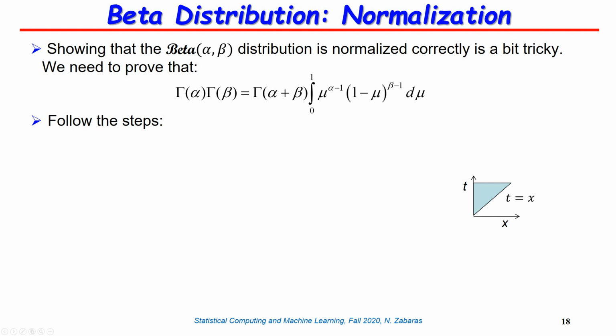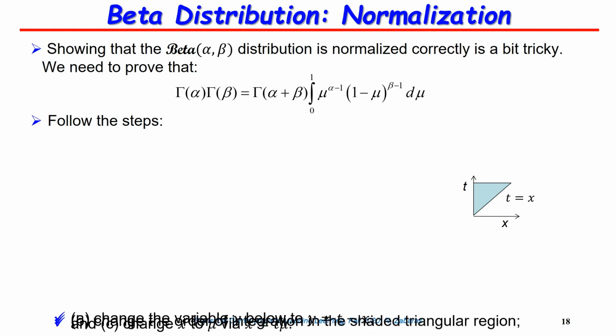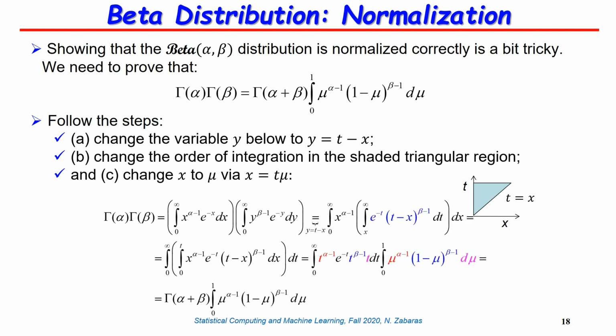I am not going to go into the details of the derivation. I want to highlight what is on this slide that you need to do to actually do the derivation. So let me just highlight it, okay? The derivation is going to start with the left-hand side. So I'm going to take gamma of alpha and gamma of beta. I'm going to write the definitions of these two gamma functions.